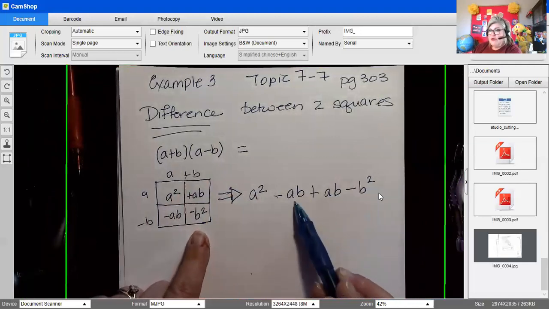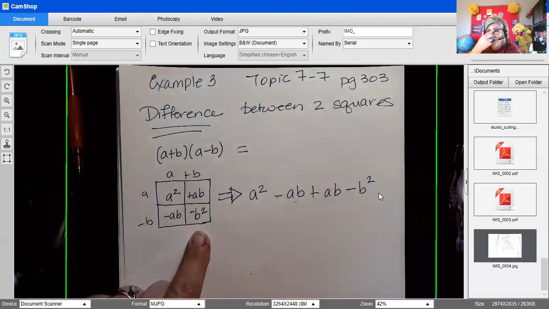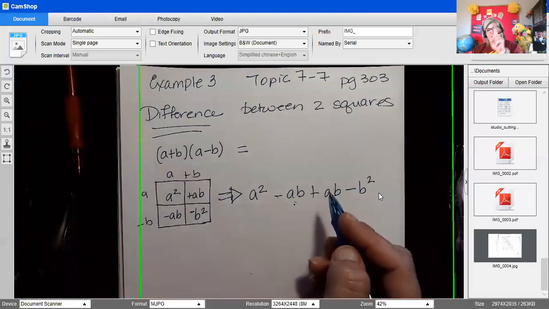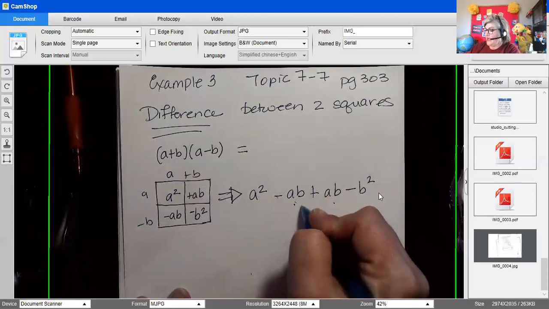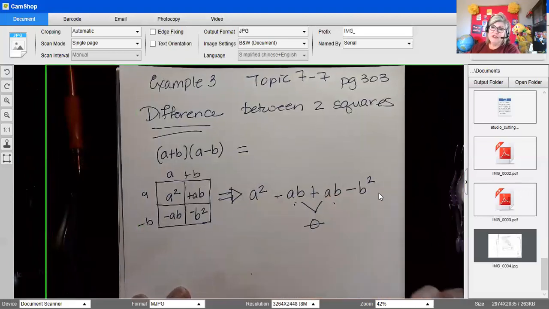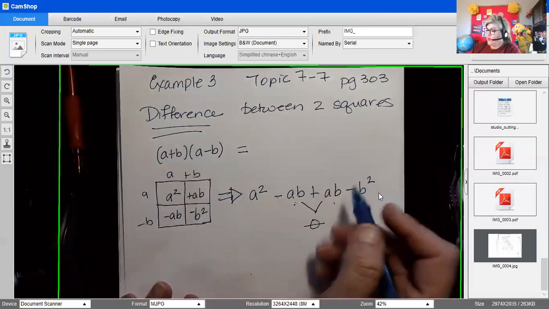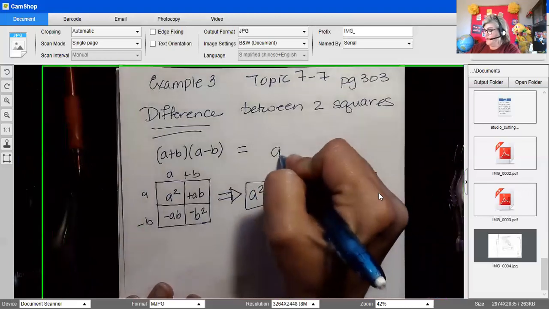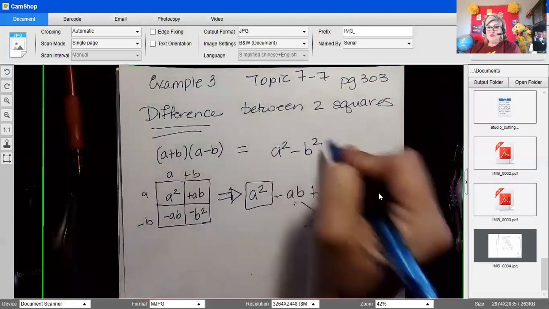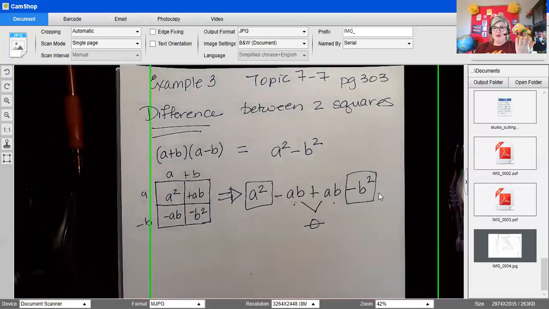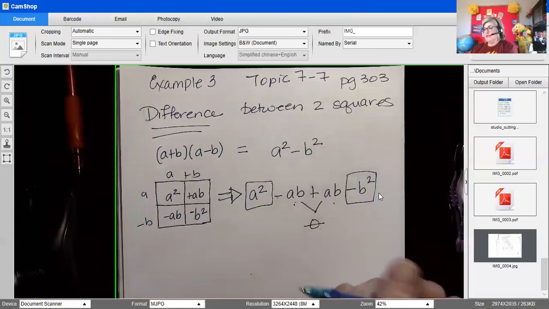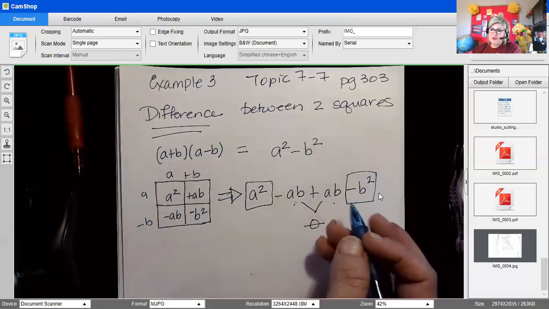What happens to our center two terms? Our center two terms, minus ab plus ab, are like a minus 1 plus 1, so they actually combine to equal 0. So what are we left with? We're left with a squared minus b squared. So when you have the difference of two squares, which is (a + b) times (a - b), you're going to have a squared minus b squared. This is a special case. It's called the difference of two squares.